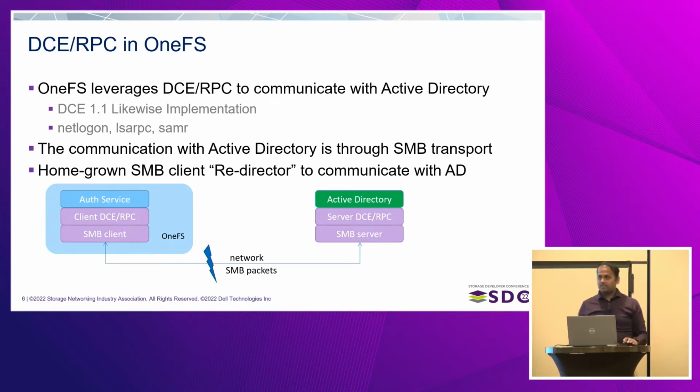So yeah, with that said, the communication with Active Directory is through the SMB transport. That means the DCRPC layer that we have communicates with Active Directory using the SMB transport, which is possible because Active Directory supports SMB as a transport for DCRPC. Note that in the diagram below, we have this auth service going through the client DCRPC, and then our homegrown SMB client going to the server.